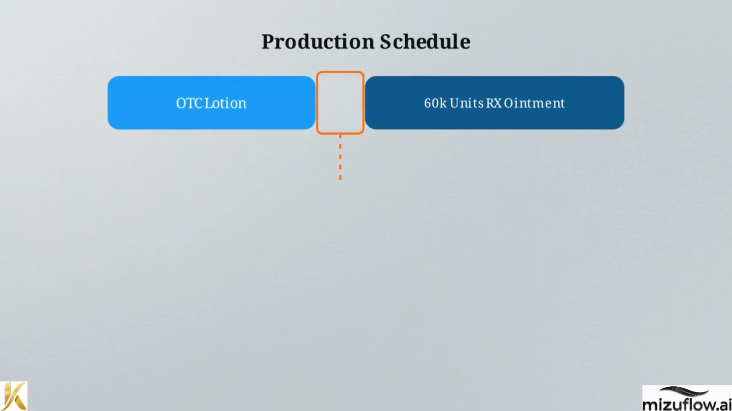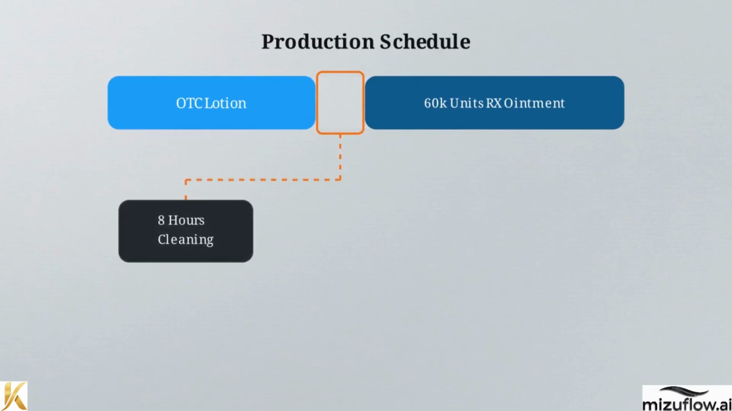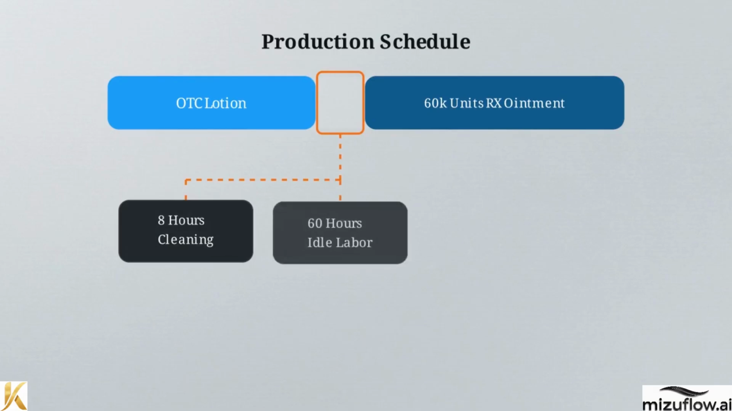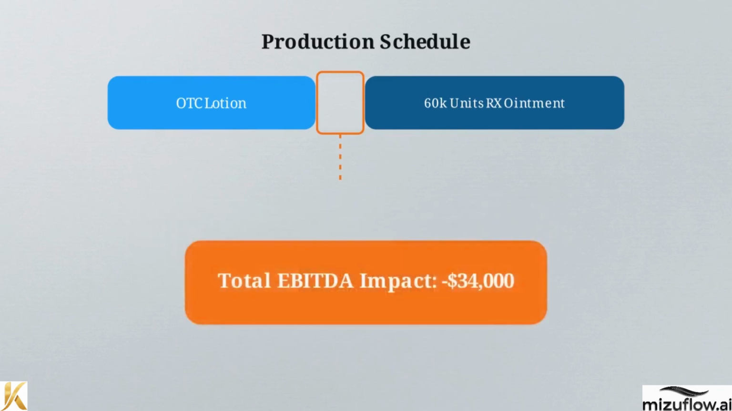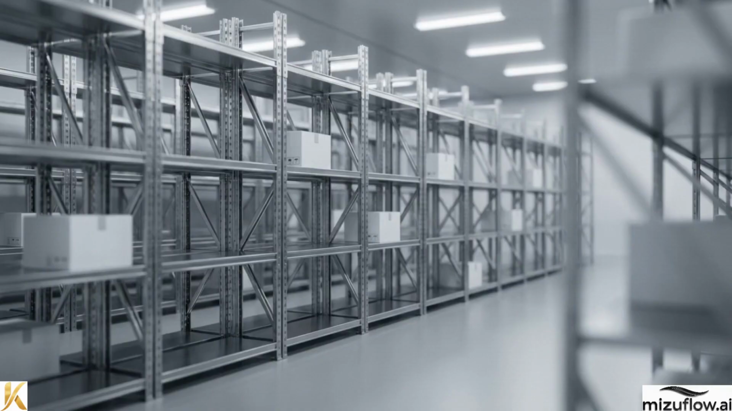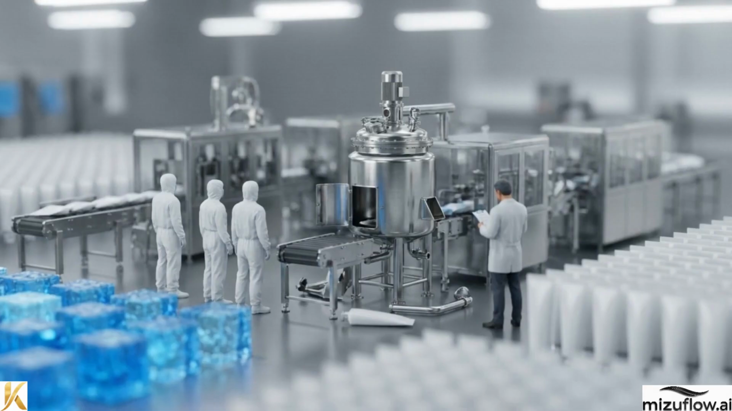Tearing down the line for a different viscosity requires 8 additional cleaning hours. The scheduling gap leaves technicians waiting, resulting in 60 hours of idle labor. Those lost hours mean the machines aren't running. The facility immediately sheds $18,000 in lost overhead absorption. Factoring in the overtime and the idle time, this single schedule change results in a $34,000 hit to the EBITDA. Slashing working capital and holding low inventory does improve short-term cash flow, but without a buffer, every minor commercial shift creates an operational shockwave that actively destroys EBITDA.